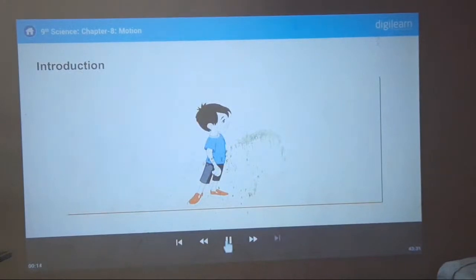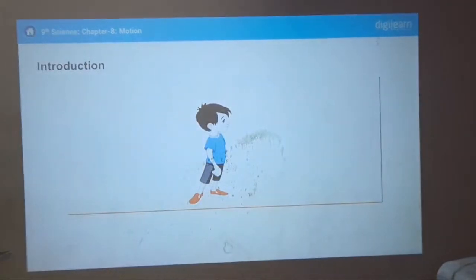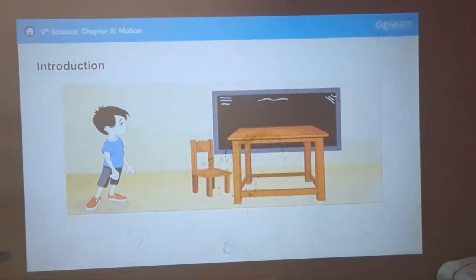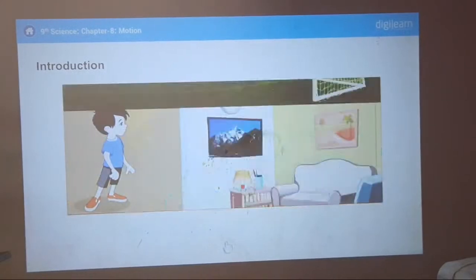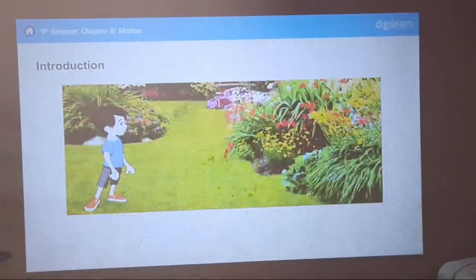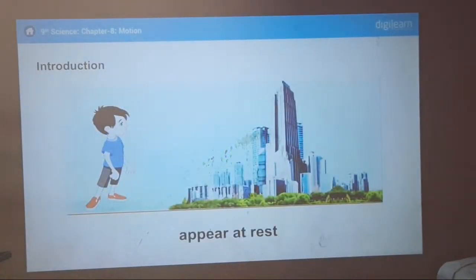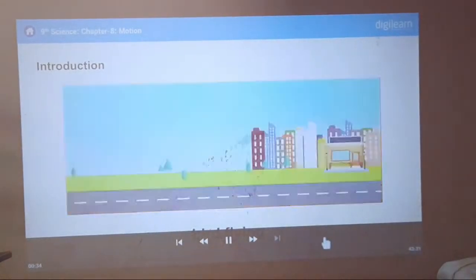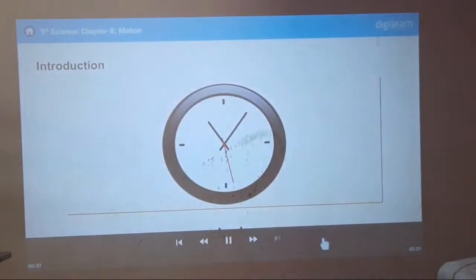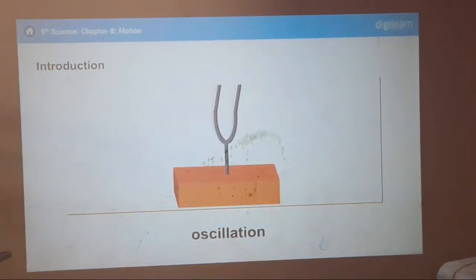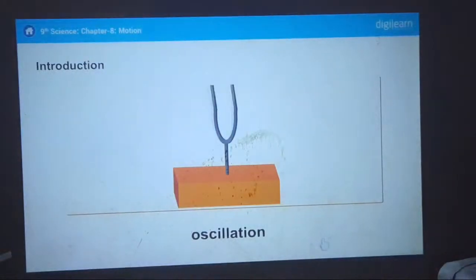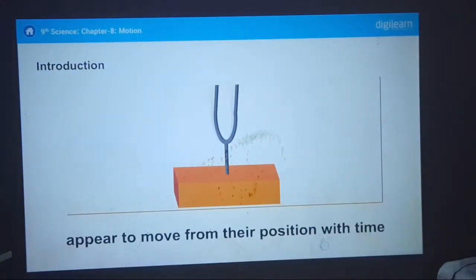Introduction. When we observe the things around us, we feel that they are either at rest or in motion. For example, chairs and tables in a classroom, TV in the home, goalposts on the ground, trees in a garden, electric poles, buildings, etc. appear to be at rest. A flying bird, moving bus, needles of a clock, oscillating pendulum, vibrating tuning fork, air particles in the wind, etc. appear to be in motion. They appear to move because they change their position with time.